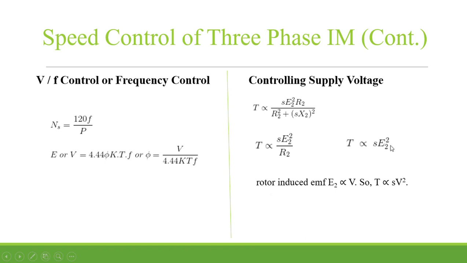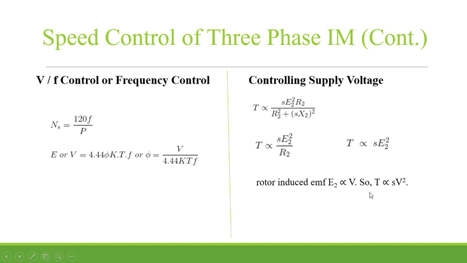So this induced EMF is directly proportional to the applied voltage. So torque can be written as directly proportional to slip into applied voltage V square. So if we decrease the supply voltage, torque will also decrease. Okay, the torque must remain the same. So in order for the torque to remain the same, we need to increase the slip.